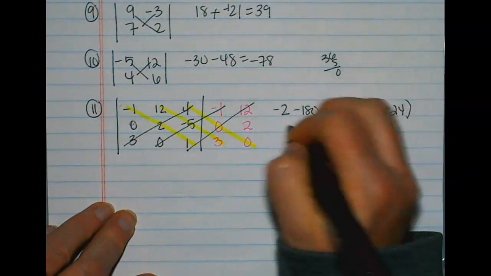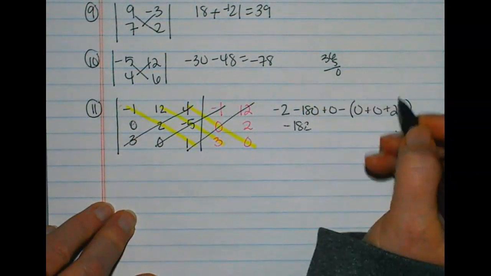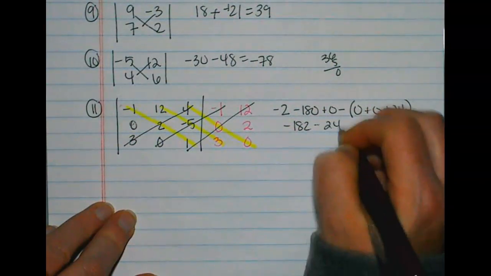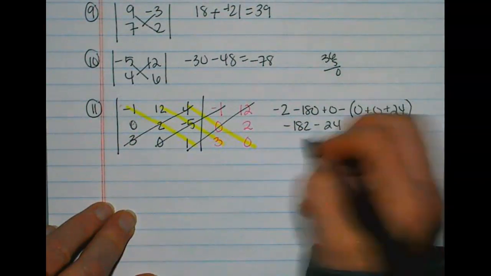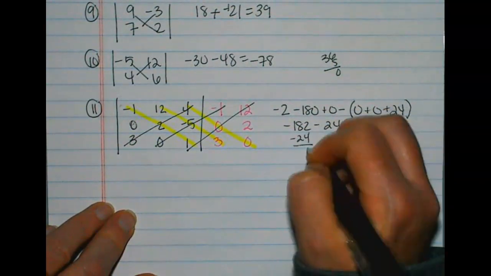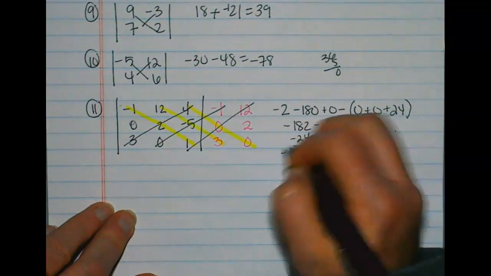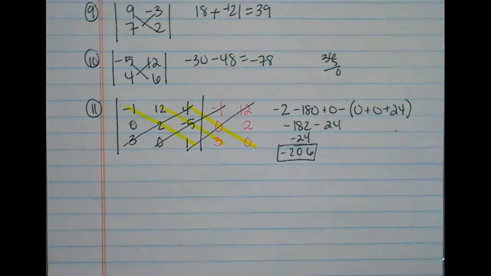So then I have negative 182, subtract 24. So I'm going to add those together, negative 182 and negative 24, and get negative 206. The determinant is negative 206 for number 11.